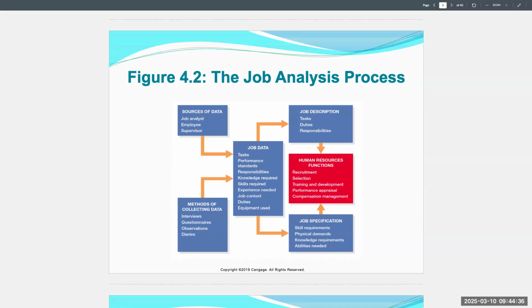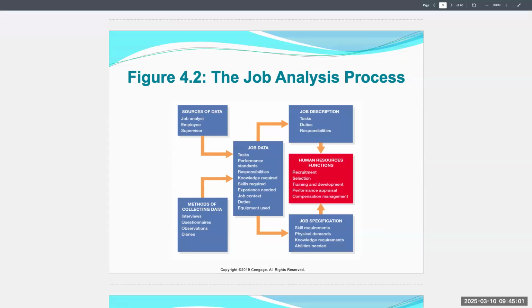So you begin with the source of the data. Where are you getting it? Is it job analysis, employee, supervisor, and so forth. Then you have the data collection, so interviews, questionnaires, things like that. You then develop job descriptions based on the data that you've collected. You establish job qualifications, so you identify the necessary skills, knowledge, and abilities required for success in the role.